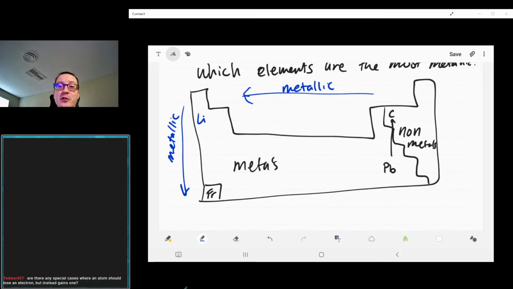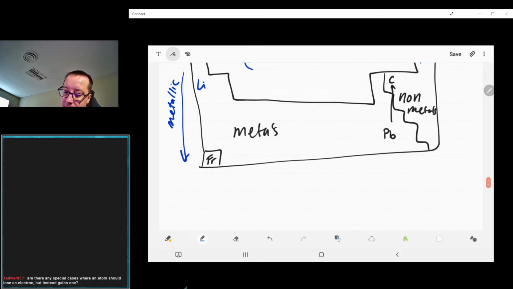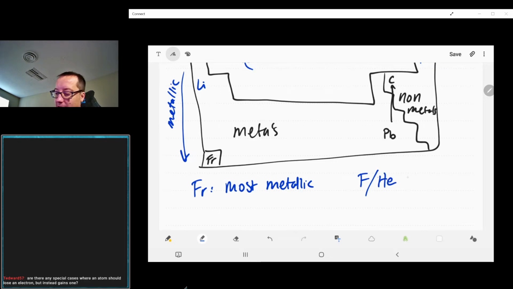And, of course, the further right we go, we notice we become gases. We have the noble gases on the farthest right part of the periodic table. And so those are definitely going to be the least metallic. So, again, francium, most metallic. And then we kind of have fluorine or helium are going to be our least metallic, on that side of the periodic table. Easy.